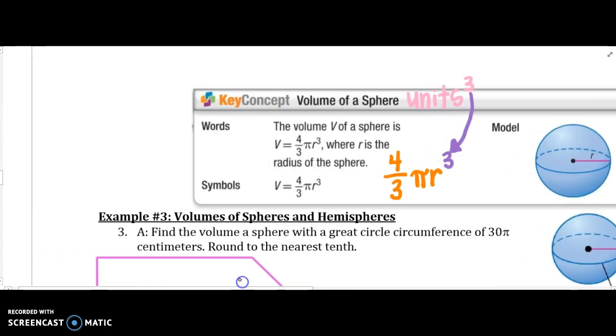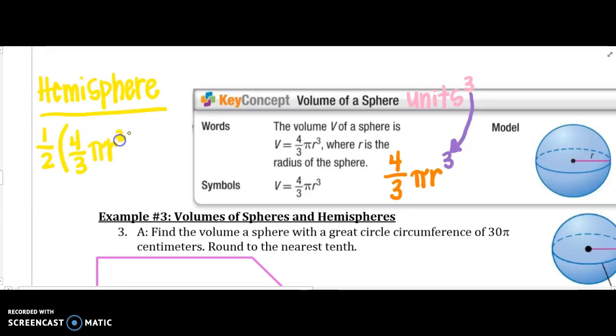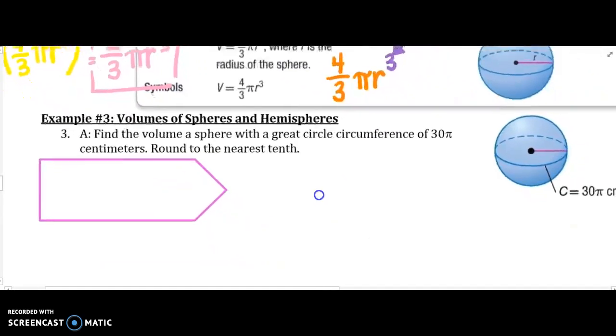So before we go anywhere else, what would be my formula for the hemisphere? So half of 4/3 pi r cubed. Now you don't have to include the great circle because it's already included in the volume. It's in there. 4/3 times 1/2 actually gives me my 2/3 pi r cubed to be my volume for a hemisphere. All right, so keep those two in mind.